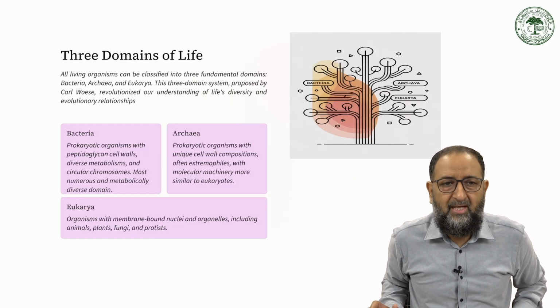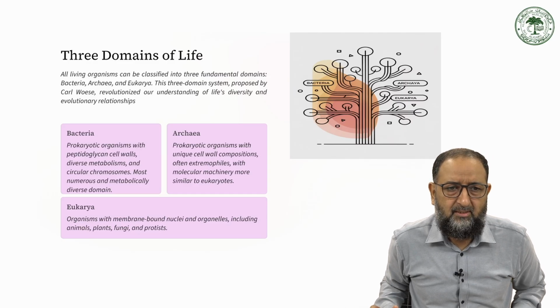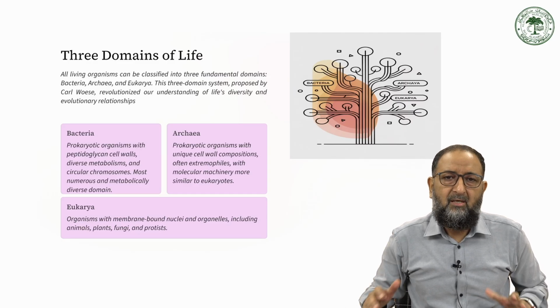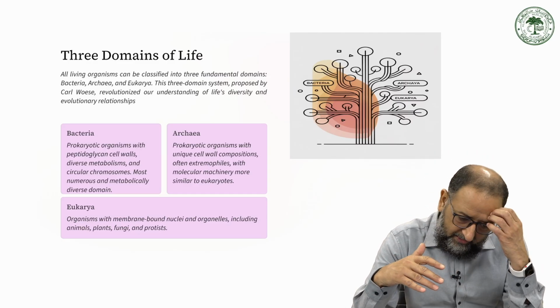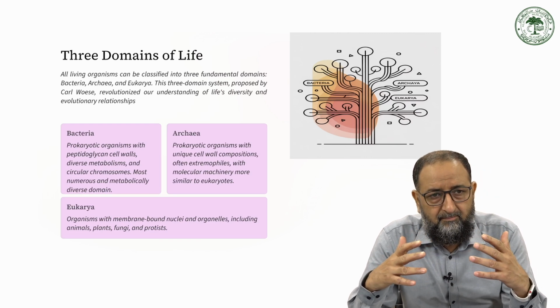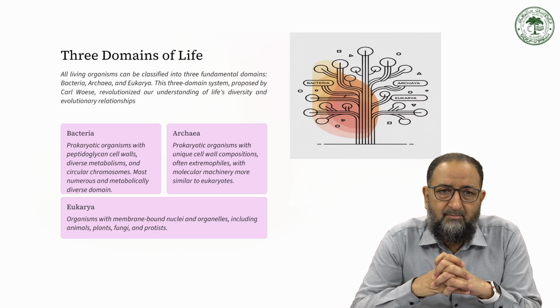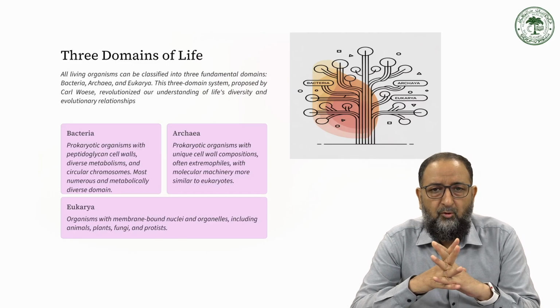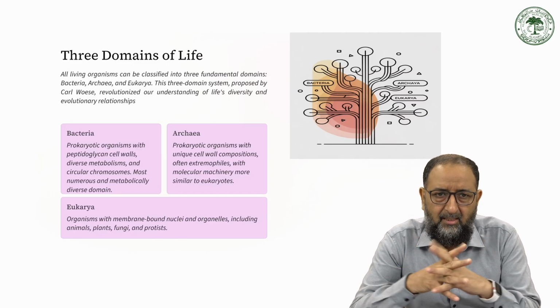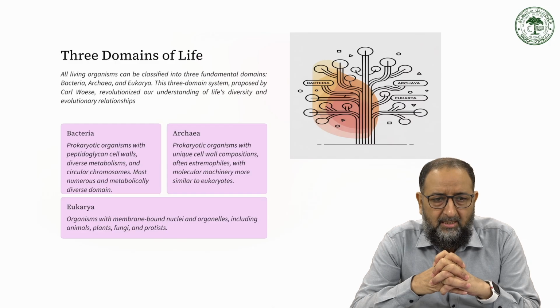On the three domains of life, as we already discussed in earlier lectures, that is bacteria, archaea, and eukarya. But how can we look into it in terms of classification, determination and characteristics of a classification? So all living organisms can be classified into three fundamental domains, as we already talked a lot on that. These three are bacteria, archaea, and eukarya.